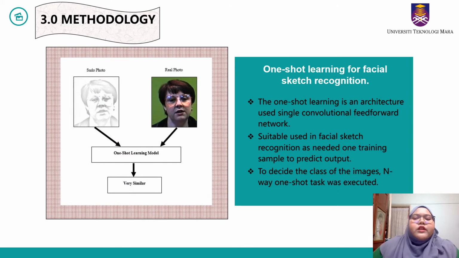For the one-shot learning for facial sketch recognition, the one-shot learning is an architecture that uses a single convolutional feed-forward network. It is suitable for facial sketch recognition as it needs only one training sample to produce the output, to decide the class of the image, and the way the one-shot task was executed.